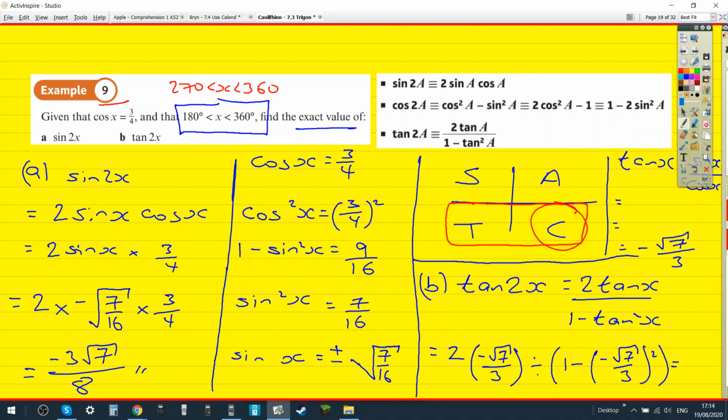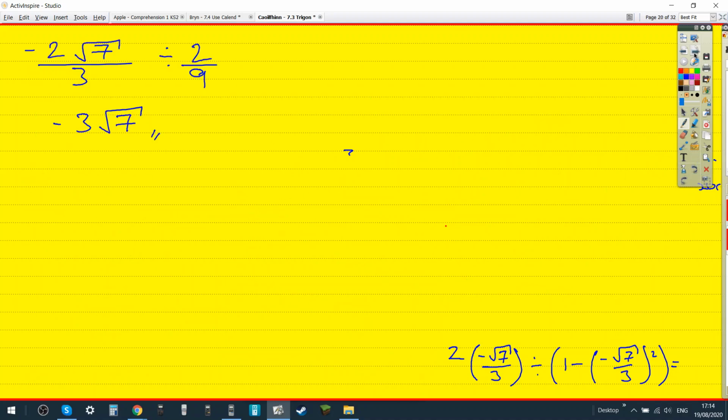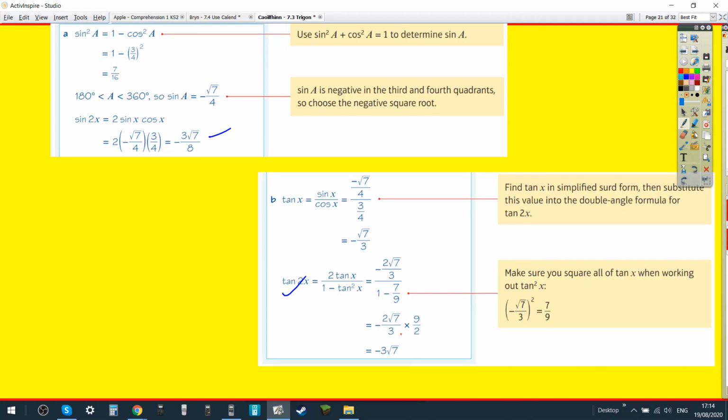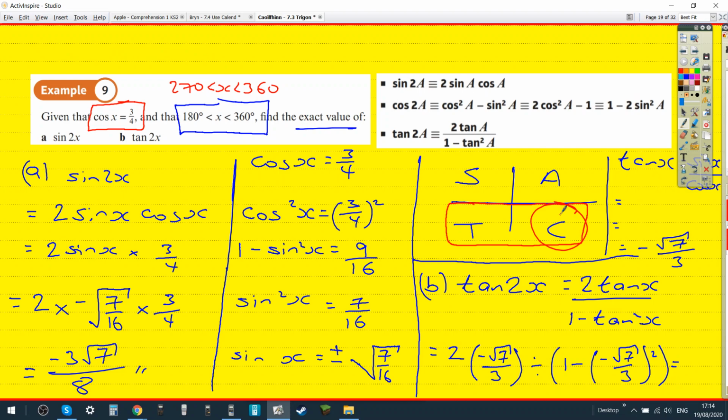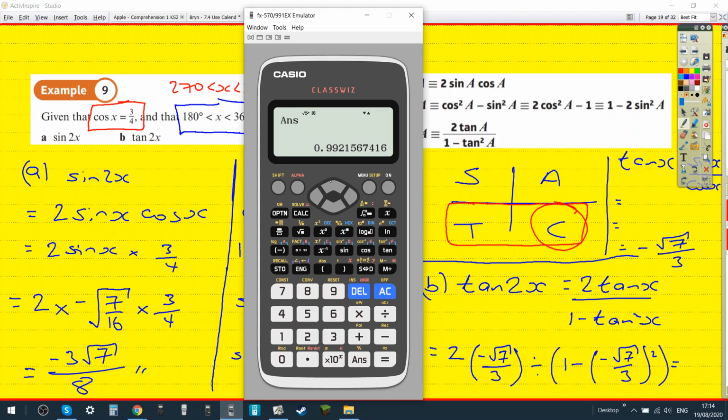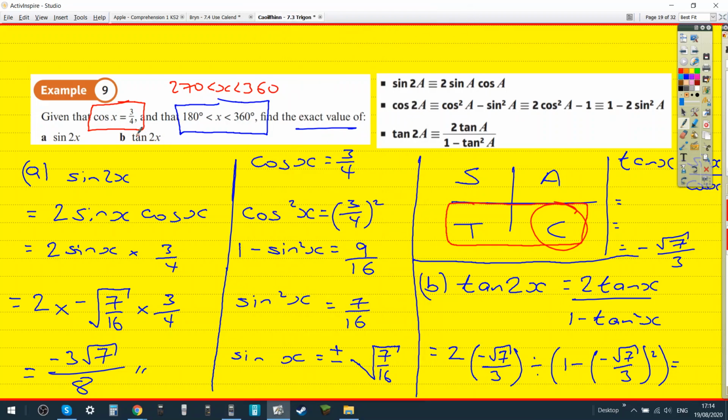No. Cos is positive. It's positive 3 over 4, which is why I was unsurprised that we got a negative answer for tan 2x, minus 3 root 7. So we kind of got lucky that the calculator told us it was negative. If we were to just do my bad calculator way a second ago, I got positive 0.992. Actually, I should have gotten negative because sine is negative in that quadrant. Any questions about that stuff?